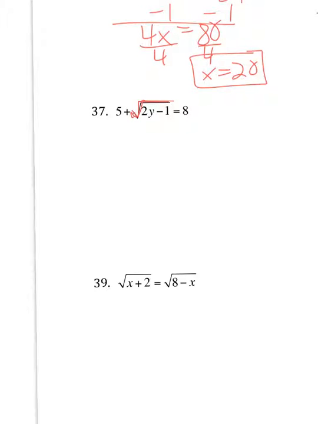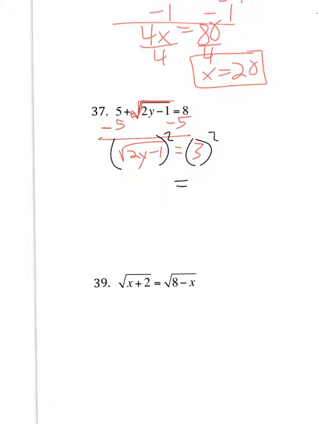Now, we can't do this squaring both sides thing unless the radical is by itself. Right now there's a plus 5 out here, so I need to subtract that 5 to the other side so that the square root is by itself. Once the square root is by itself, then it's the same story. Square both sides.